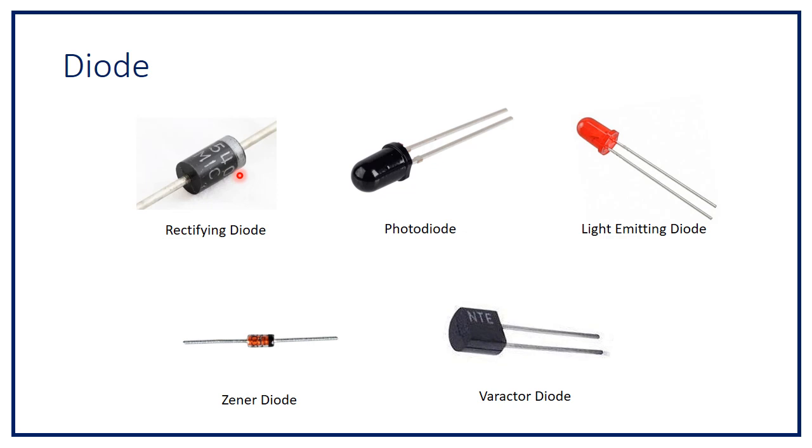This is a rectifying diode. This ring side terminal is basically the cathode and this one is the anode. This is a photodiode. Basically, the bigger terminal is the anode, the smaller one is the cathode. This is a light emitting diode. Again, the smaller terminal is the cathode and the bigger terminal is the anode. This is a Zener diode. This black ring indicates the cathode and this terminal is the anode. This is a varactor. We can say its capacitance changes when applied voltage changes.